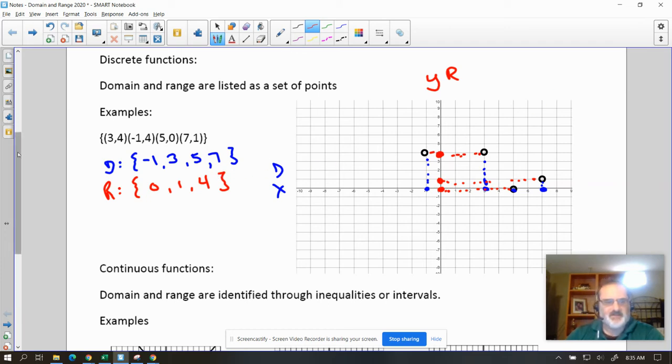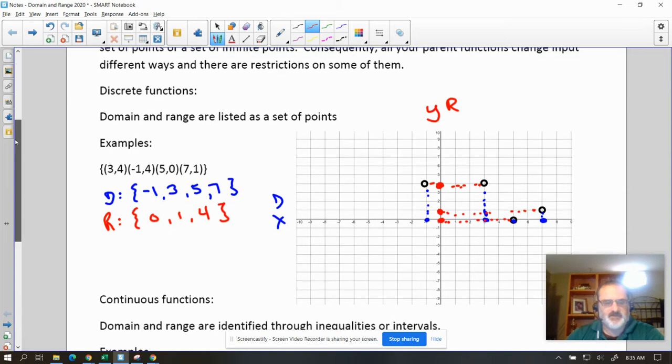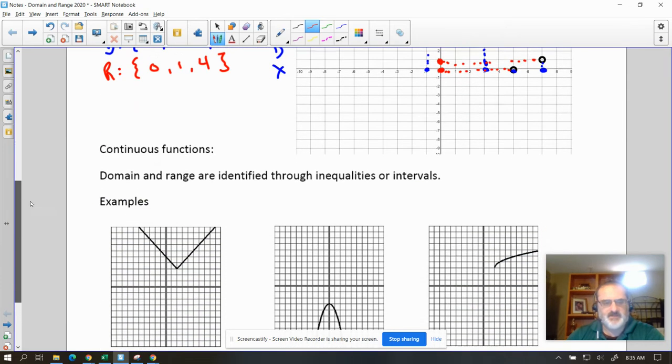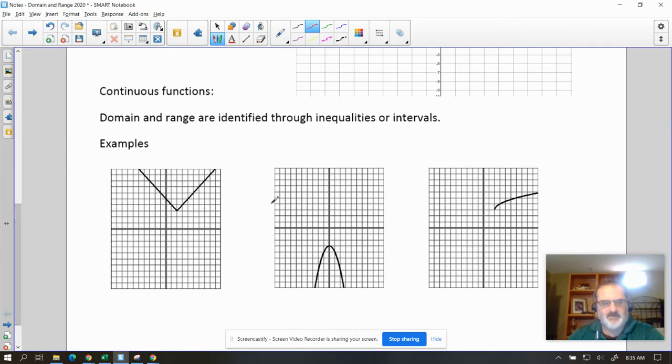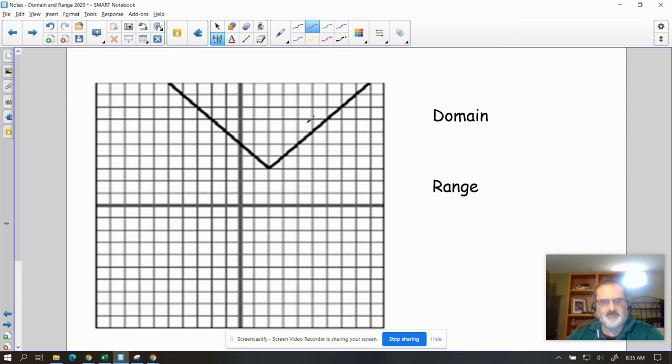All right, so that's a discrete function. A continuous function are these. These are our parent functions, right? We have absolute value, we have quadratic, and we have square root. So we're going to be talking about all three of these in our next examples.